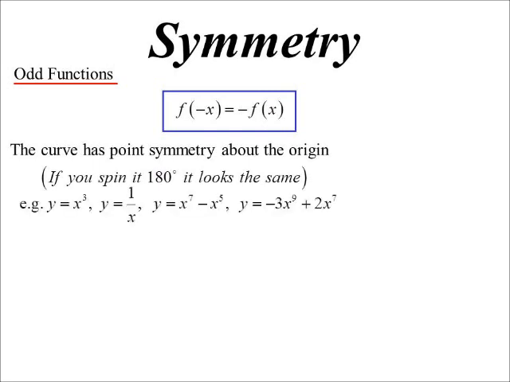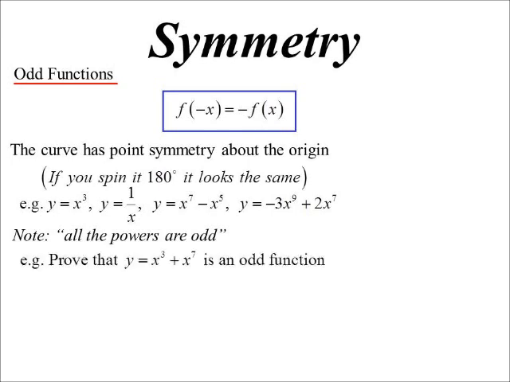So y equals x cubed would be one. y equals 1 on x would be one. y equals x to the power of 7 minus x to the 5th. Well, I actually don't know what that looks like, but it would be one. Minus 3x to the 9 plus 2x to the 7. What do you notice about these polynomials and the powers? Odd. So when you're looking at a polynomial, if all the powers are odd, it's an odd function.